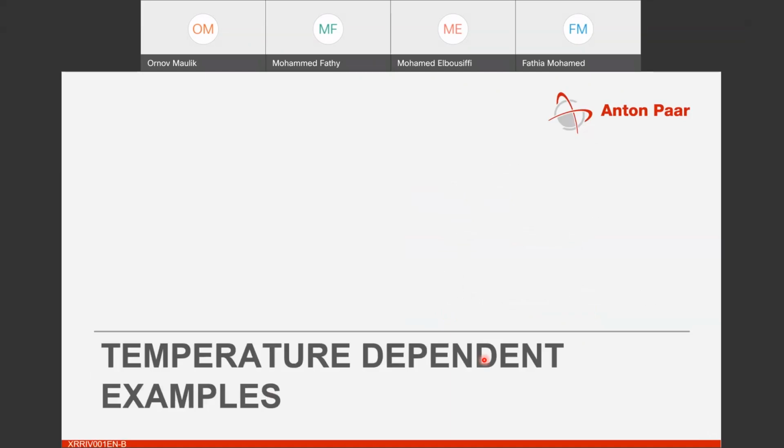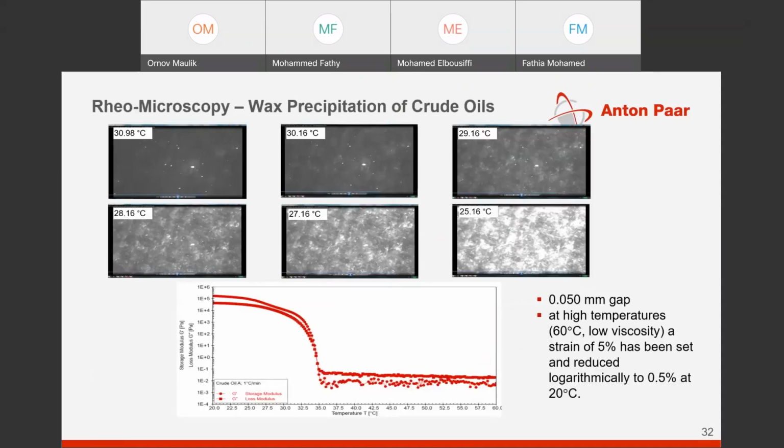Then there can be some temperature-dependent studies using the oscillatory tests. Here you can see an example of a crude oil, wax precipitation in crude oil. In this example, we have fixed a microscope to our rheometer. We have an accessory called a rheo microscope, where we attach a microscope to our rheometer, and we can simultaneously take various videos and images with the measurement. You don't need to manually take images or videos. The software can do it for you.